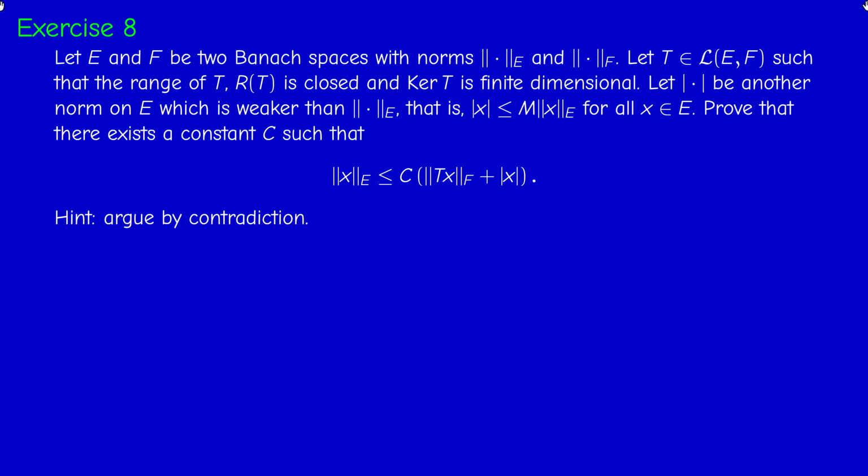So we have two Banach spaces E and F. E is equipped with a norm that I call norm sub E, and the norm on F is denoted by norm sub F. And we have a bounded linear map T from E to F, whose range is closed and whose kernel is finite dimensional. This is actually a very important property.